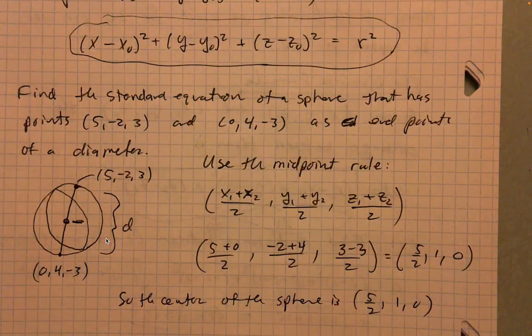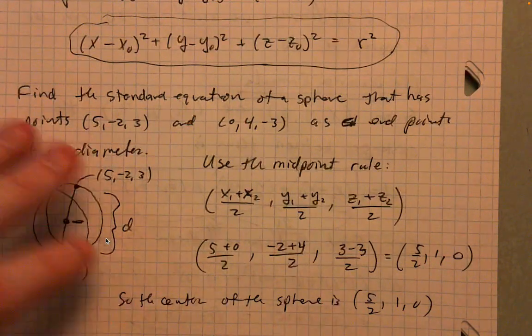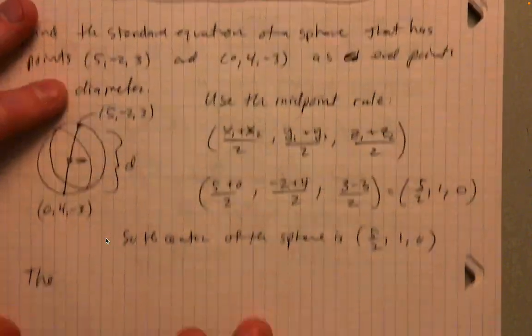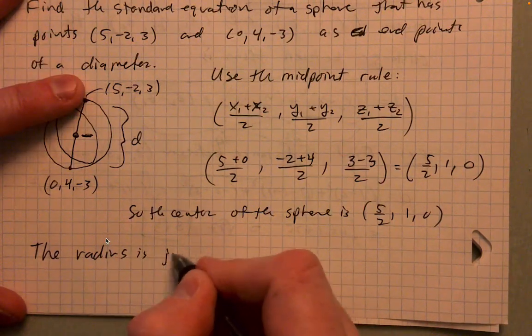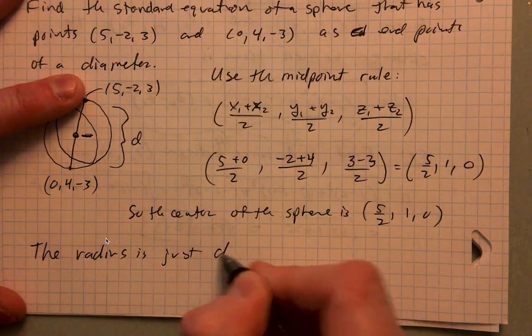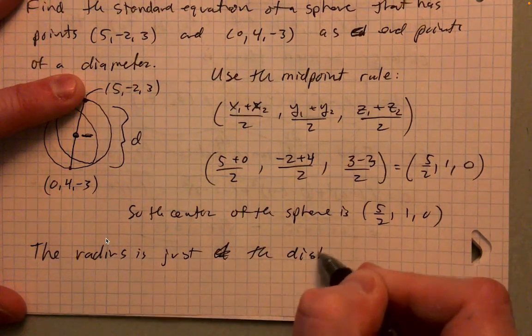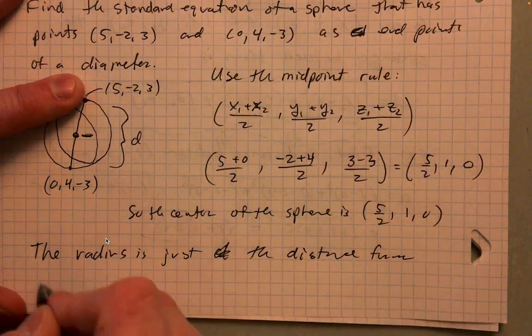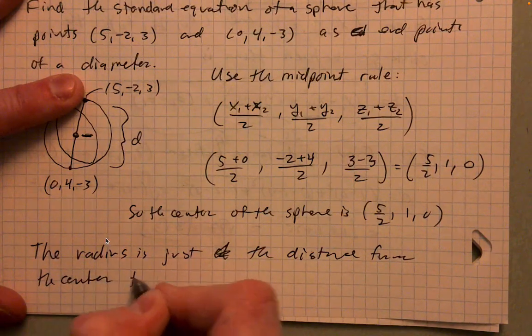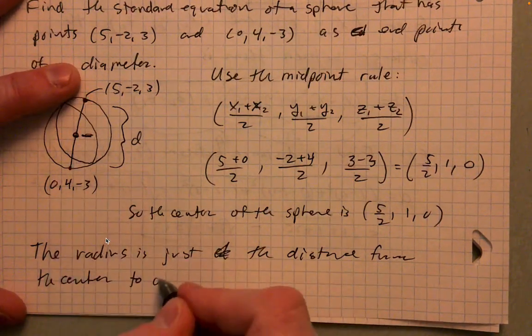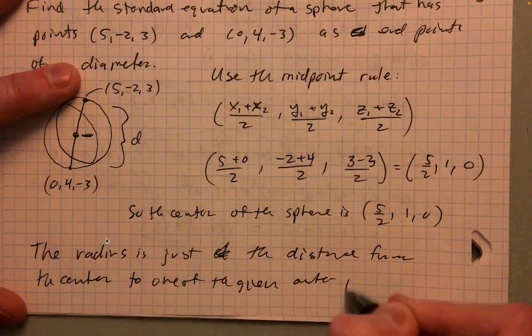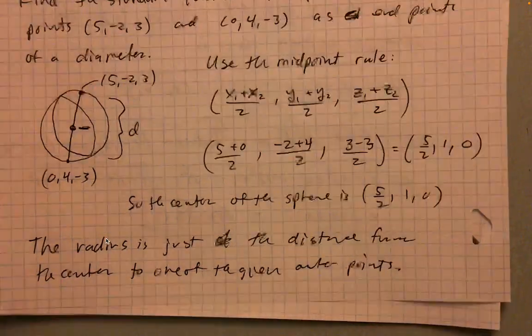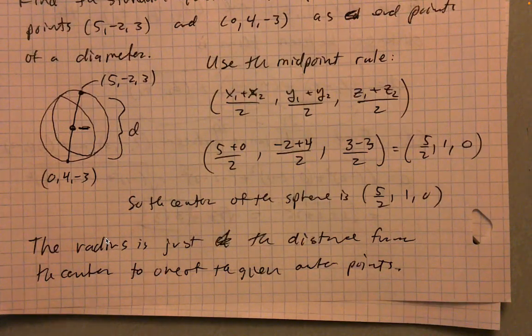Can we calculate the radius? Yeah. The radius is just the distance from the center to one of the given outer points. So we can just use the distance formula to identify the radius. Okay, so let's do that.